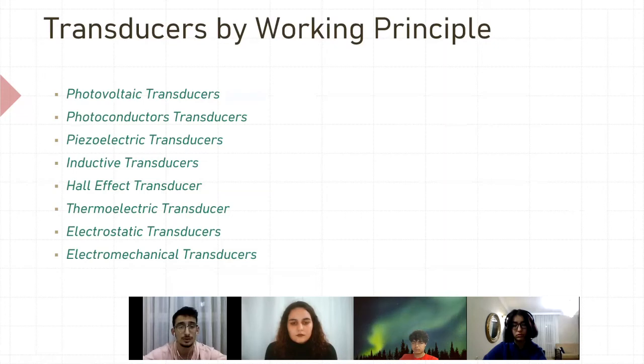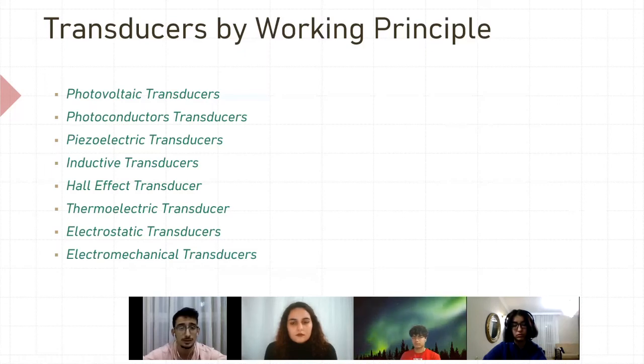Thermoelectric transducers convert thermal energy into electrical energy. Thermoelectric transducers have one thermocouple, two terminals. They convert thermal energy into electrical signals according to the temperature difference between their terminals.